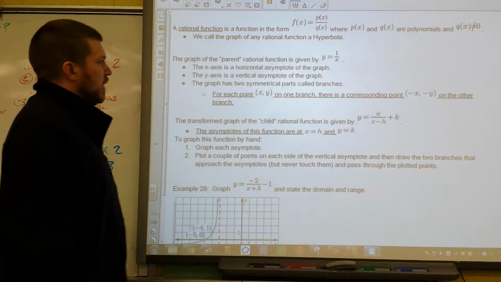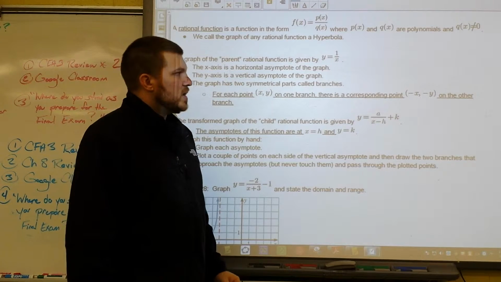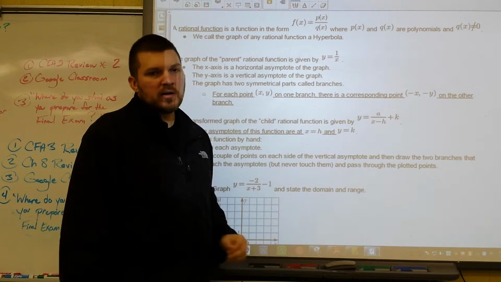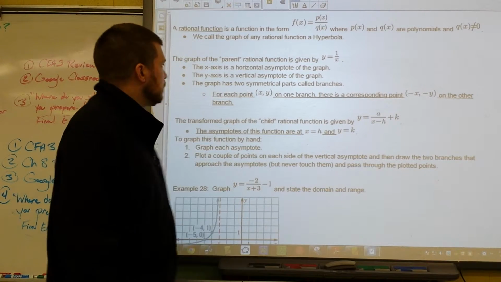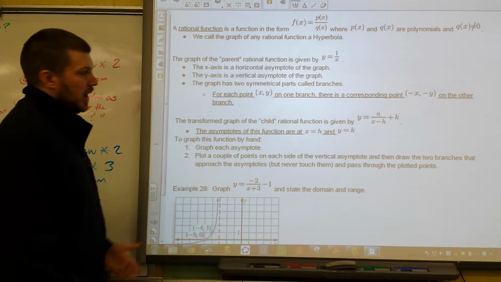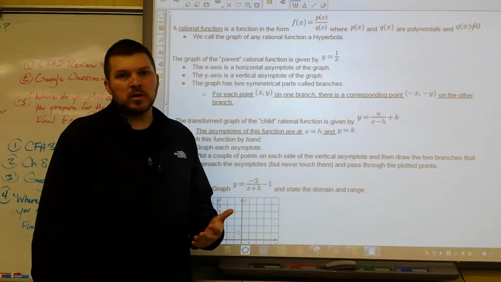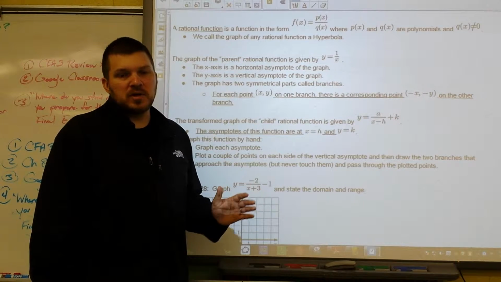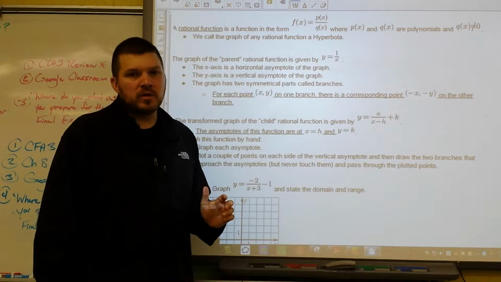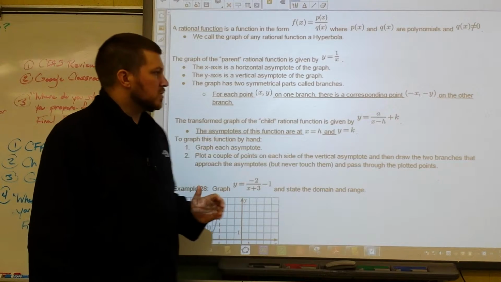The graph of the parent rational function is given by y equals 1 over x. So for the parent function, x cannot be 0. The x-axis is a horizontal asymptote. The y-axis is a vertical asymptote. And remember, like we talked about earlier, that an asymptote is simply an imaginary line that the graph is going to get really, really close to, but never, ever touch.